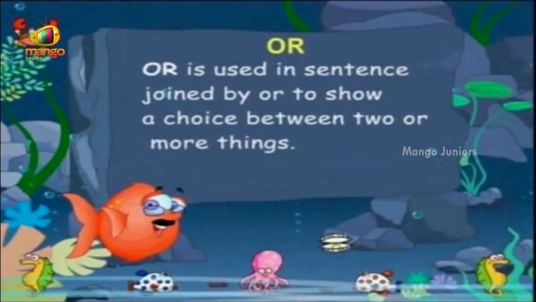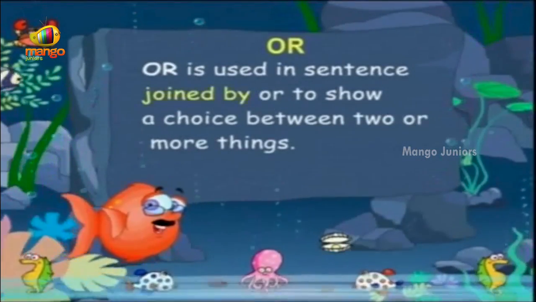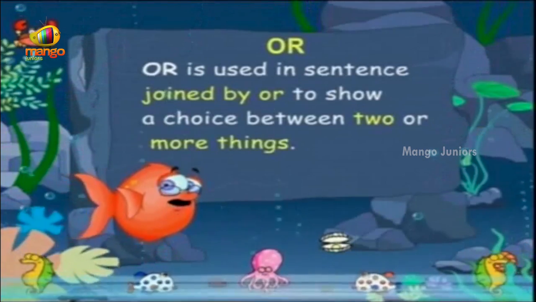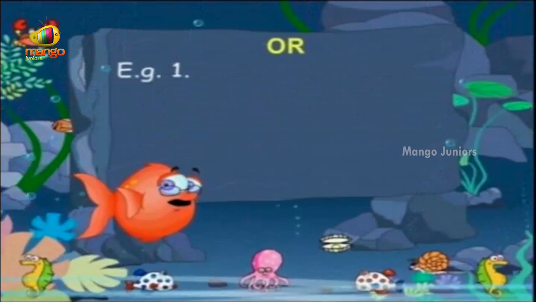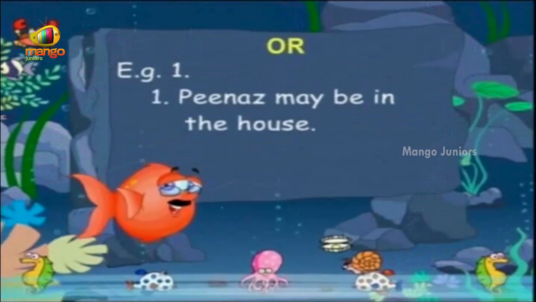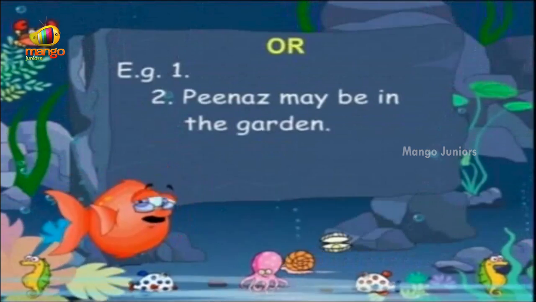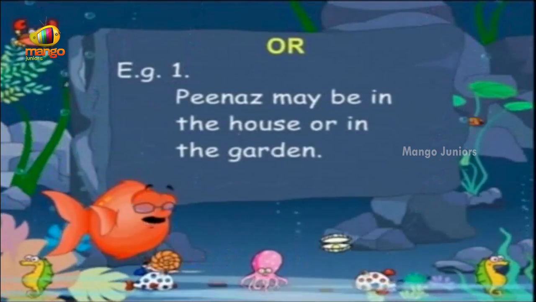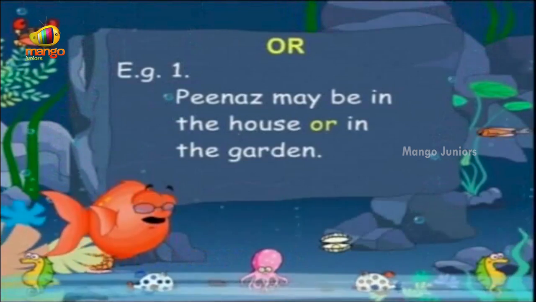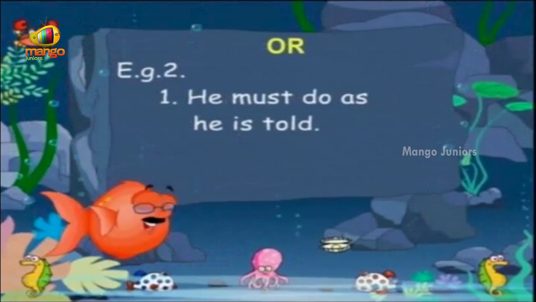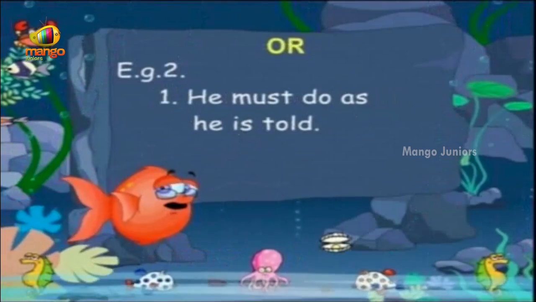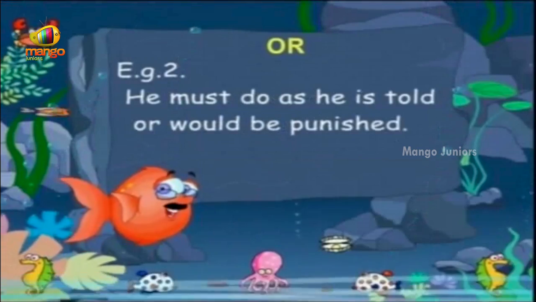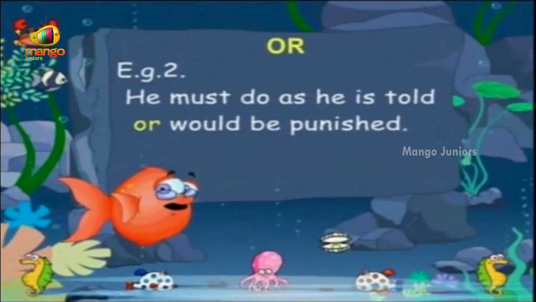The word or is used in a sentence to show a choice between two or more things. Example, Peanuts may be in the house. Peanuts may be in the garden. Peanuts may be in the house or in the garden. He must do as he is told. He will be punished. He must do as he is told or he will be punished.